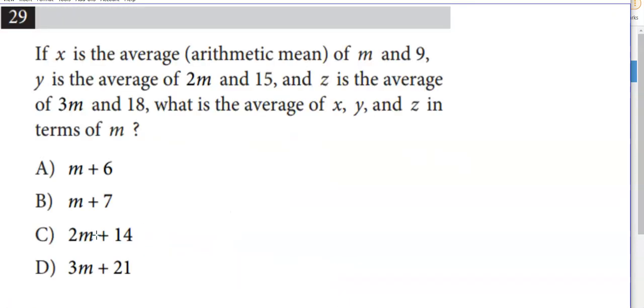Also, might as well do the PSAT. So let's try this one. Go ahead and do it. Stop it and try it.